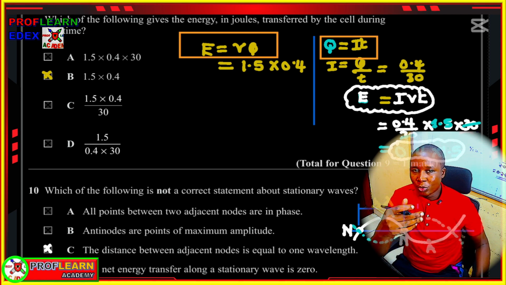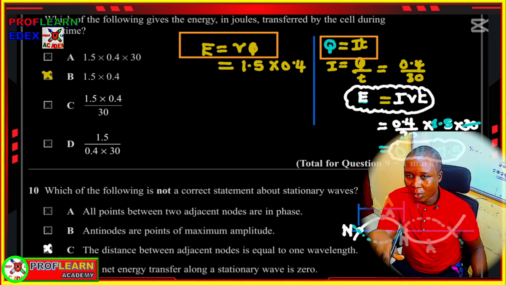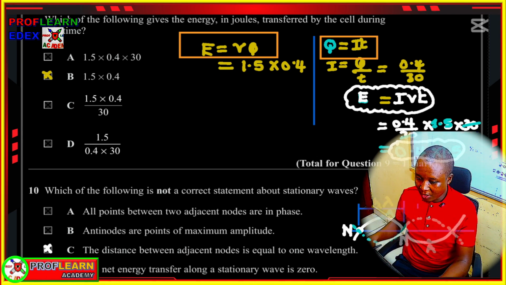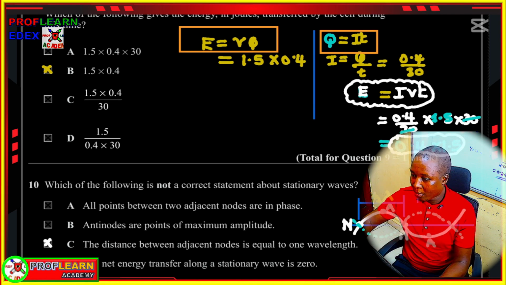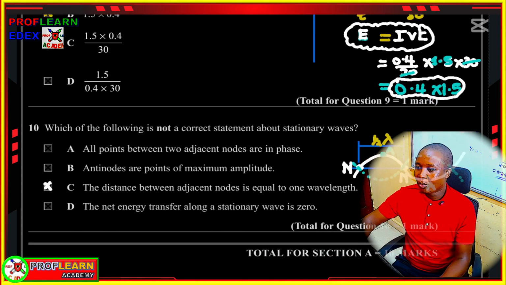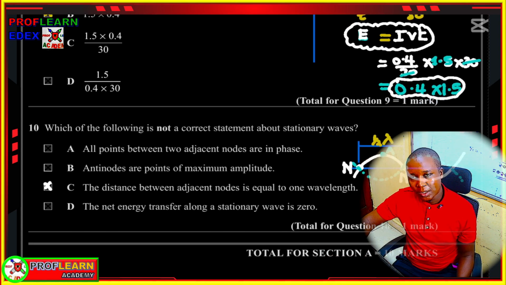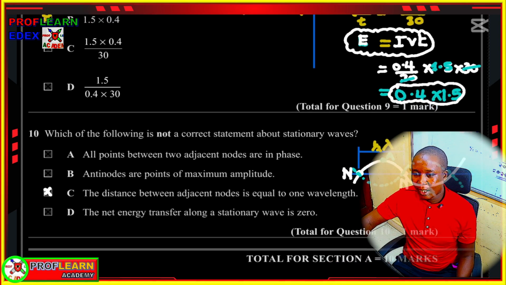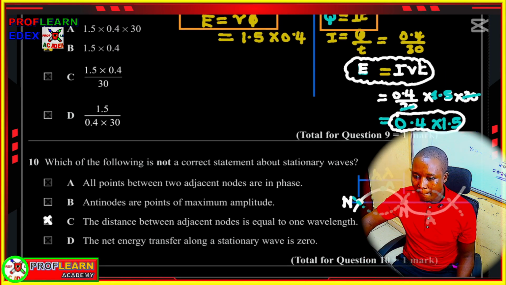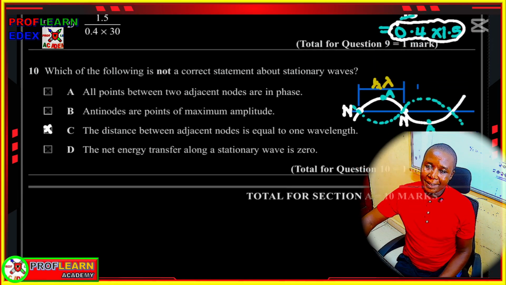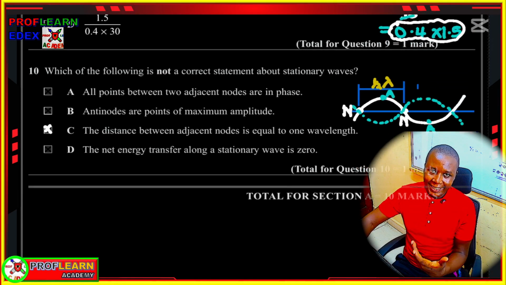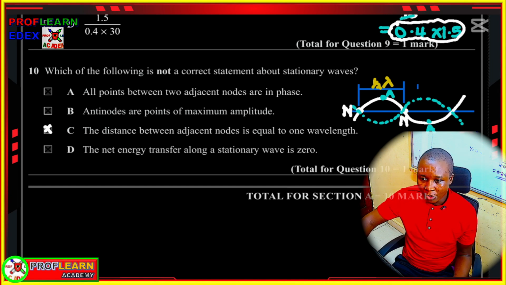Or you can use charge is equal to current times time. You get the current, and then once you have the current, you can use energy is equal to current times voltage times time. And if you simplify that, you can see at this point we have our answer, which is 0.4 times 1.5, and our answer still remains B.